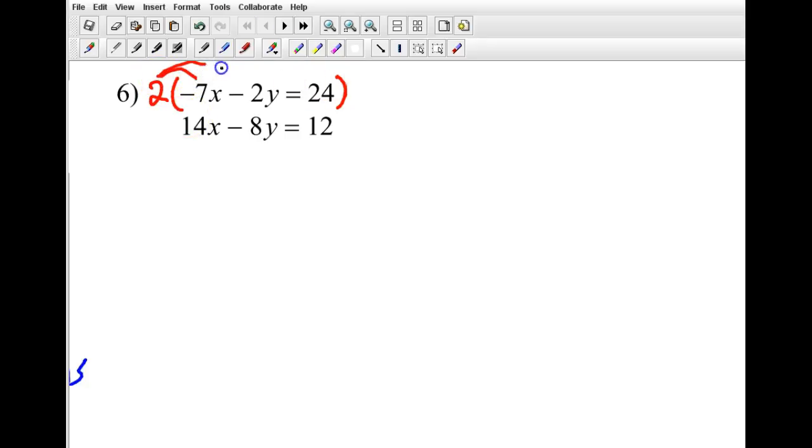The other common mistake is some people like to do just the first two distributions. Don't forget the other side. It is the entire equation. So both sides, including the right side and everything in between.